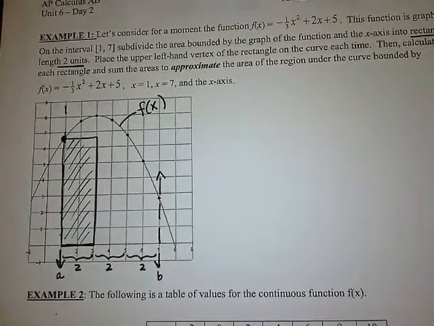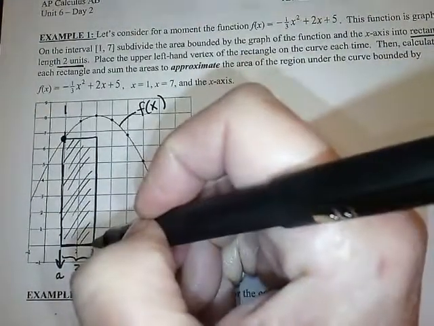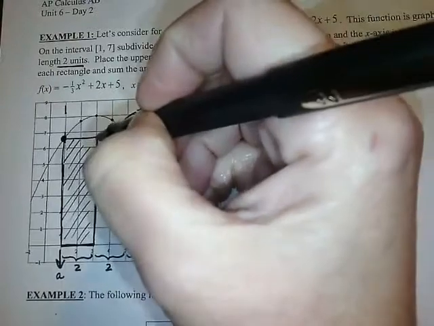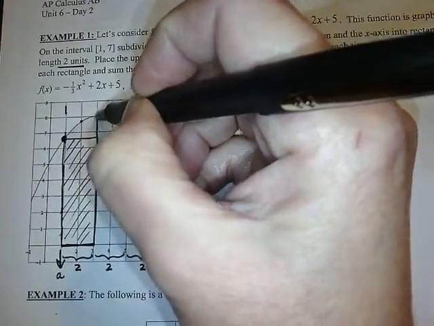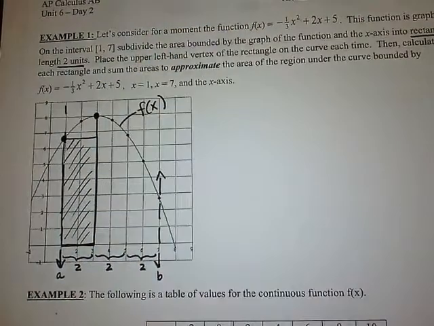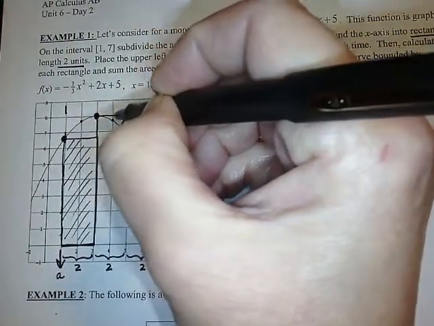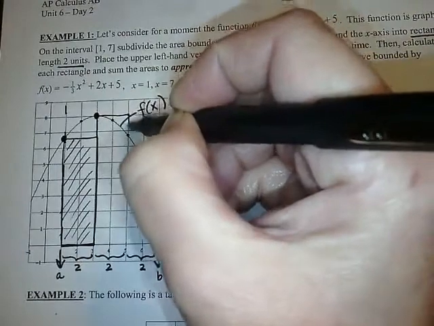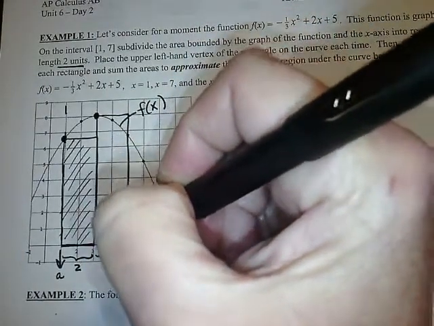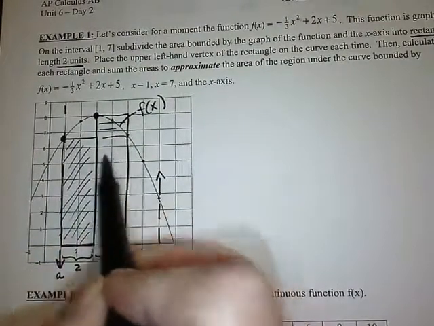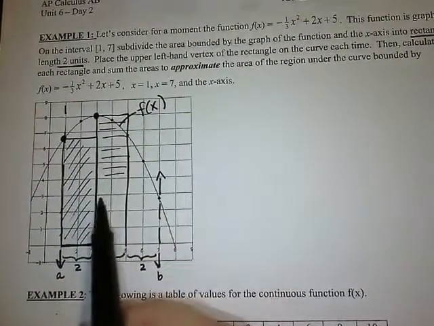Then my next one, now I start here. I'm going to go all the way up on the left-hand side until I hit the curve, which is going to be at this dot. Then I'm going to draw a straight line over and then come down and connect it. Okay, so this is rectangle number 2.